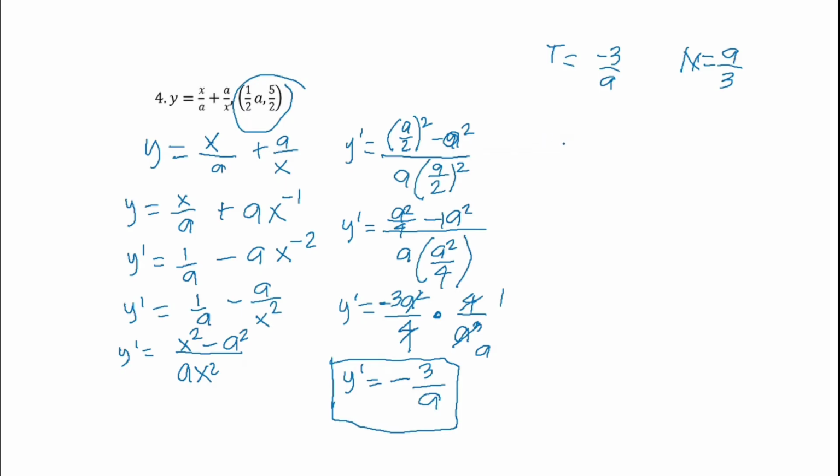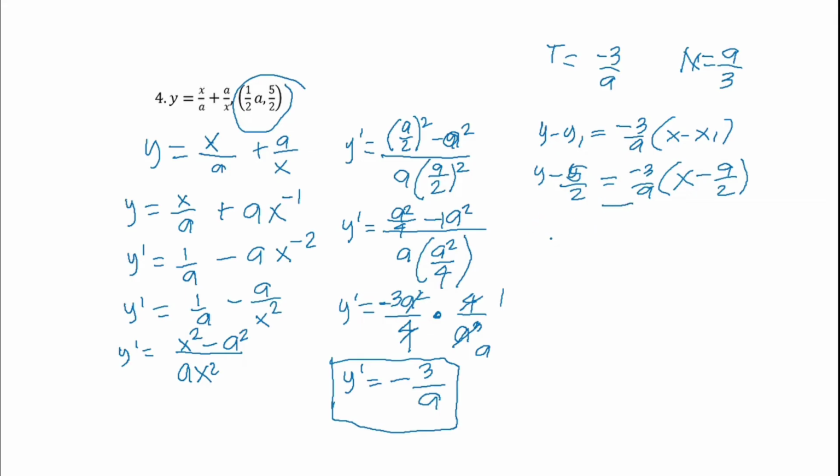So the tangent is y minus y sub 1 is equal to negative 3 over a times x minus x sub 1. So what is our y sub 1? We have y minus 5 over 2 is equal to negative 3 over a times x minus a over 2. Okay, so we have to cross multiply first. So there's ay minus 5a over 2 is equal to negative 3x plus 3a over 2.